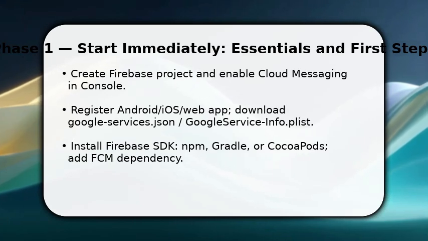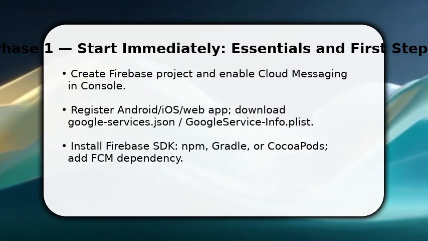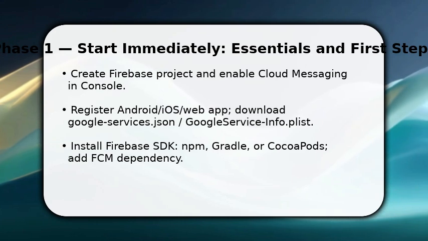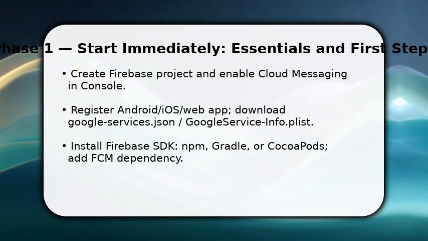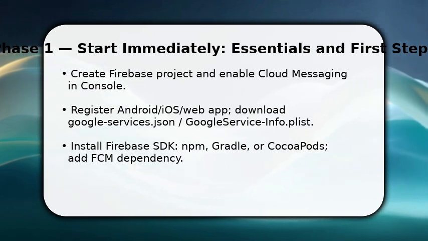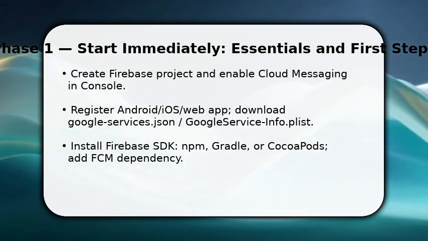You begin by creating a Firebase project and enabling cloud messaging. Do that now. Once done, register your Android, iOS, or web app and download the config file, google-services.json or GoogleService-Info.plist.